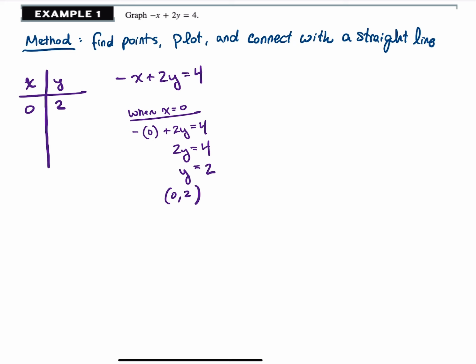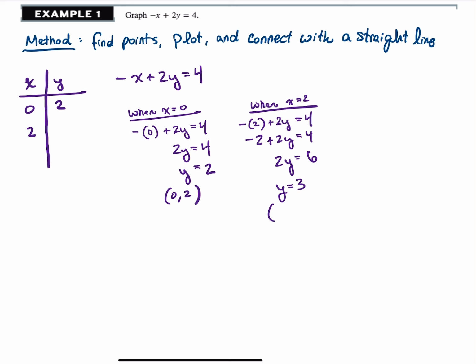Let's pick another x value, maybe like 2. We can pick any value we want. So when x equals 2, let's plug this in. This will be negative 2 plus 2y equals 4. Let's add that negative 2 over. So 2y will equal 6. And then divide by 2. 6 divided by 2 is positive 3. So we plugged in 2 for x and got 3 as the y value. We should have the point (2, 3).